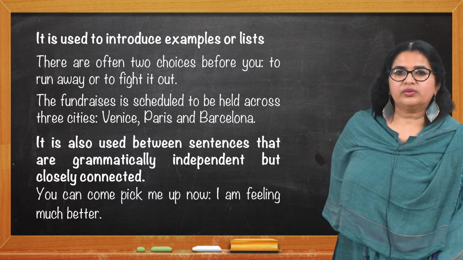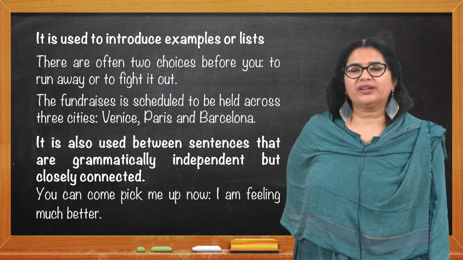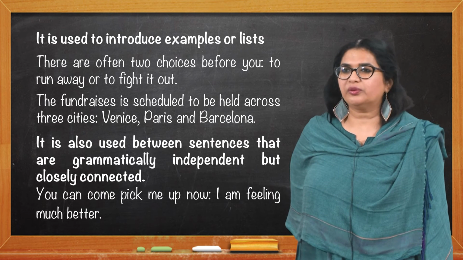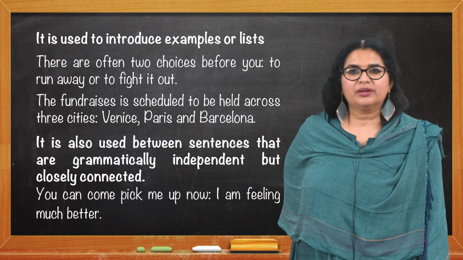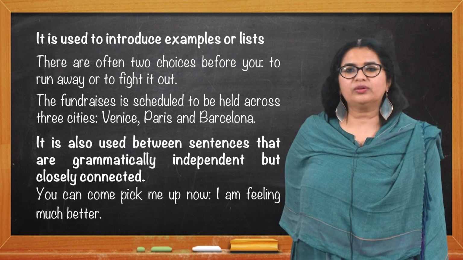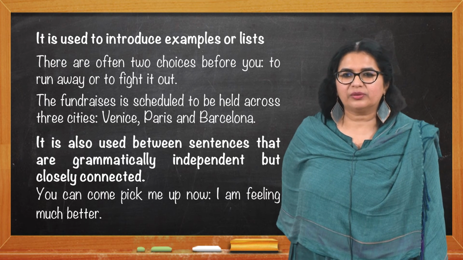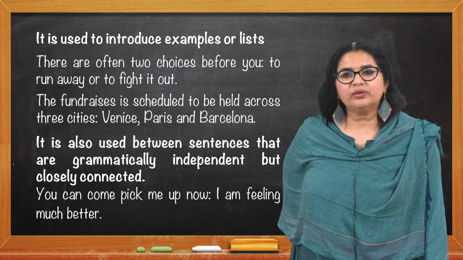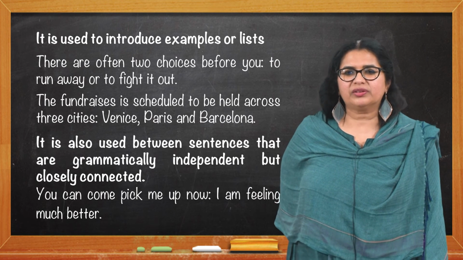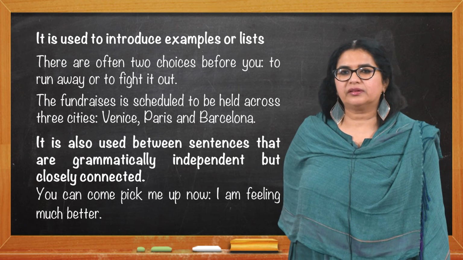Colon is also used to indicate examples or lists. Read the following, and then you use a colon. There are often two choices before you: to run away or to fight it out. The fundraiser is scheduled to be held across 3 cities: Venice, Paris and Barcelona. Colon is also used between sentences that are grammatically independent, but closely connected. You can come pick me up now: I am feeling much better.